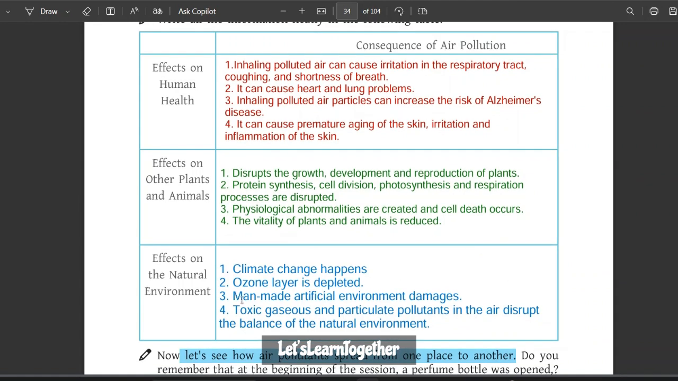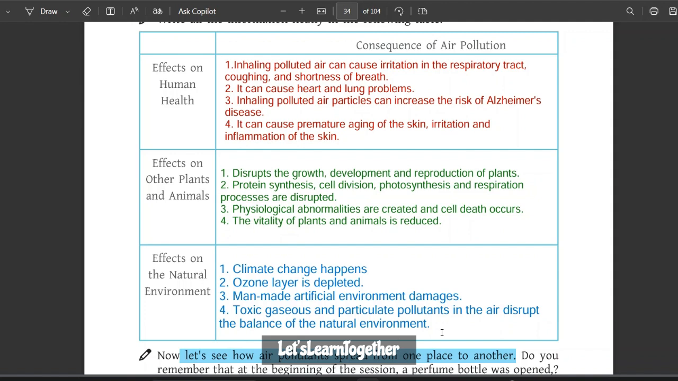All right, then many man-made artificial environment damages, toxic gaseous and particulate pollutants in the air disrupt the balance of the natural environment. That means when the amount of air pollutants in the air is more, that time it disrupts the balance between the amount of different gases which are present in the atmosphere, and this also creates major damage in the ozone layer.